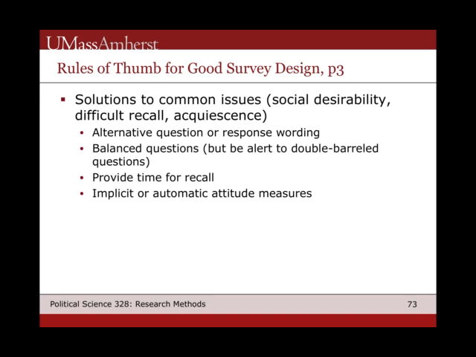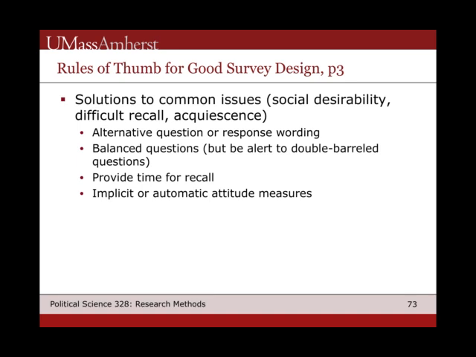There are also solutions to issues like social desirability, difficulty in recall, or acquiescence bias. You can think about alternative question or response wording. Be aware of balanced questions. You want to avoid double-barreled questions, questions that in essence ask two questions at once. You want to be careful in balanced questions that you've just given two sides of an issue, not addressed two different issues. Provide time for recall, and sometimes even provide questions that aid in recall, as we discussed in the crime victimization questions.